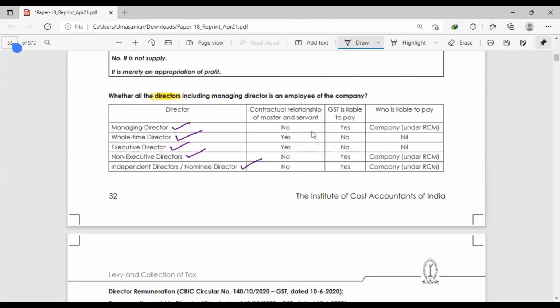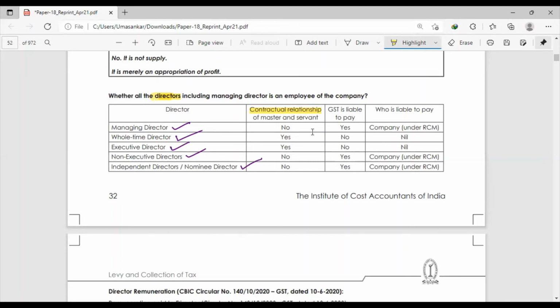But if there is no employment agreement, that means they are on a contractual period or they are independent in their role, then that will be supply and GST will be paid. Now coming to this table. See, contractual relationship. If there is a contractual relationship between master and servant, managing director, no, because he is the owner. So GST is liable to be paid on the remuneration he takes from the company, and it will be paid under RCM, meaning reverse charge mechanism.